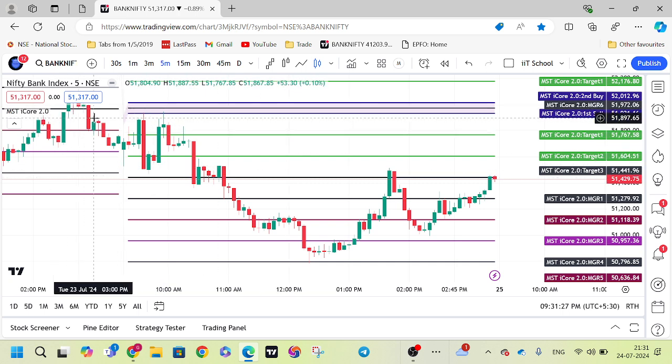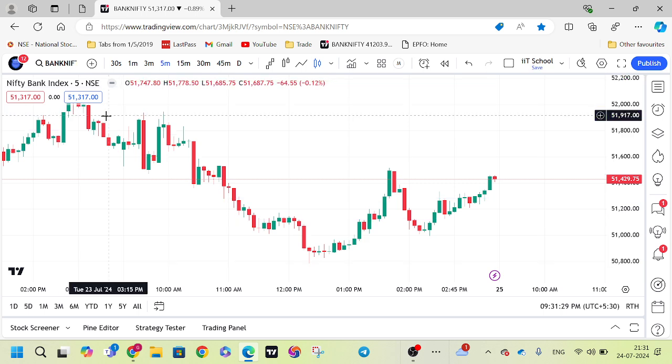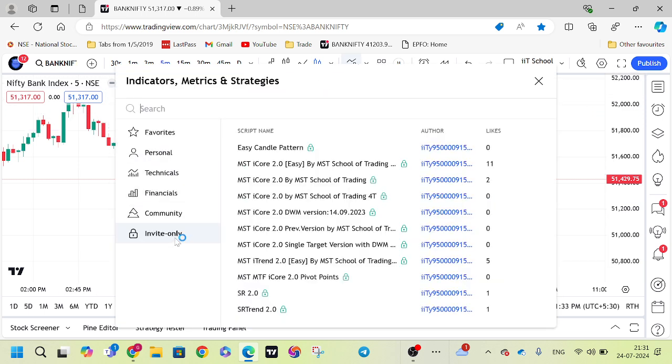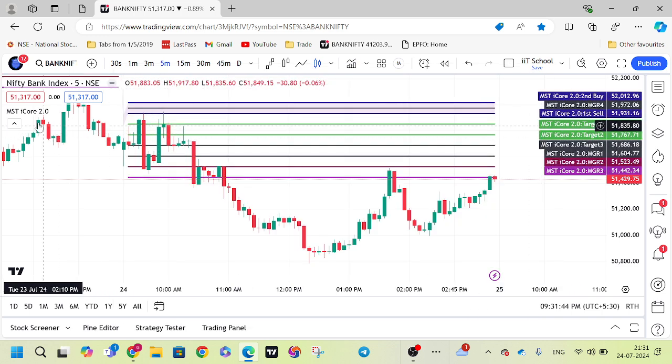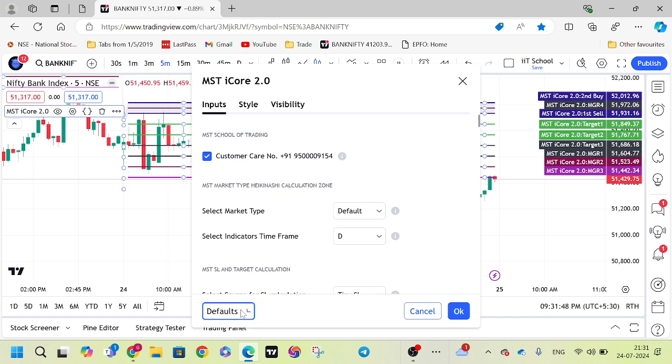See here, go to the indicator settings and remove this. I am removing this. Then go to the indicator, then select the invite only option in the indicator model. Then select MST iCore 2.0 which is given to you. Okay. So by default, I am not going to make any changes. I am going to keep it in reset settings.